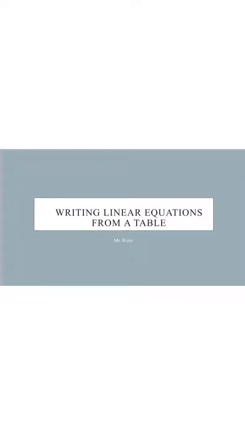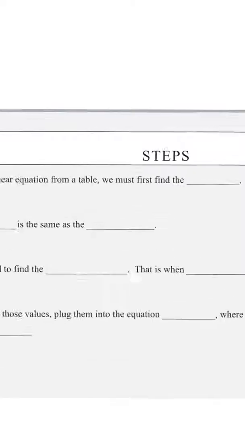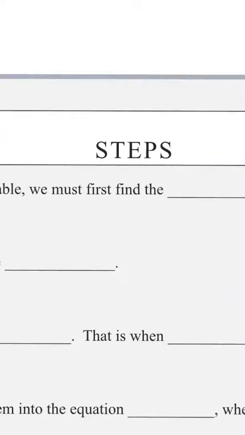We're going to start to go over how to write any linear equation from a table. Alright, so we have some steps here that we need to follow to write a linear equation from a table. The first thing that we have to find is called the rate of change.